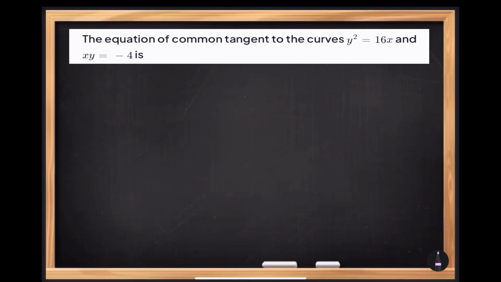Okay, so we have this situation: the equation of the common tangent to the curves. The first curve is y² = 16x, and the second curve is xy = -4. This is also the equation of a hyperbola, and the first is the equation of a parabola.